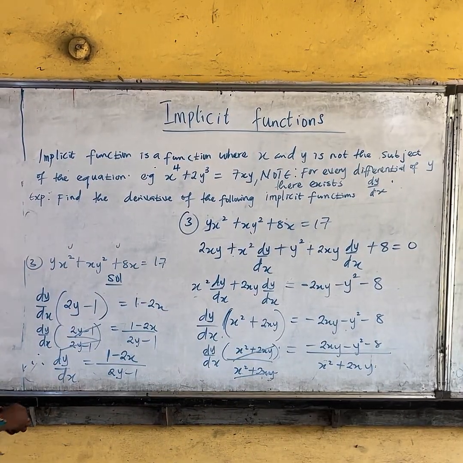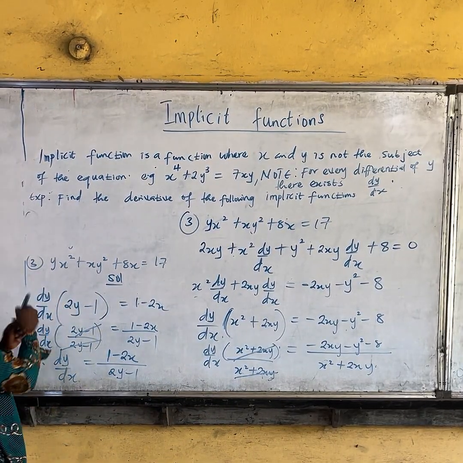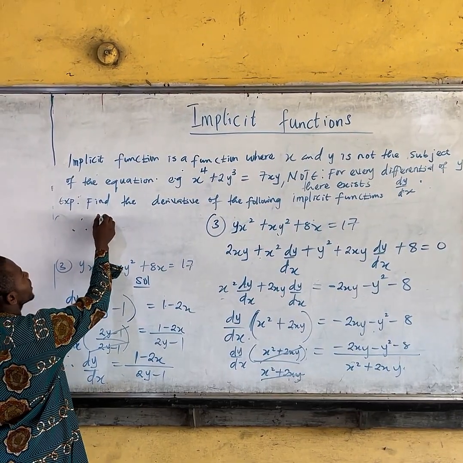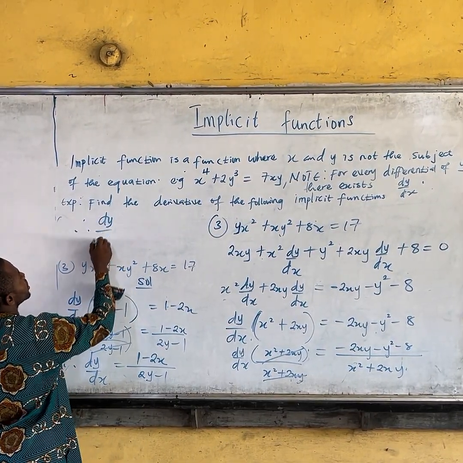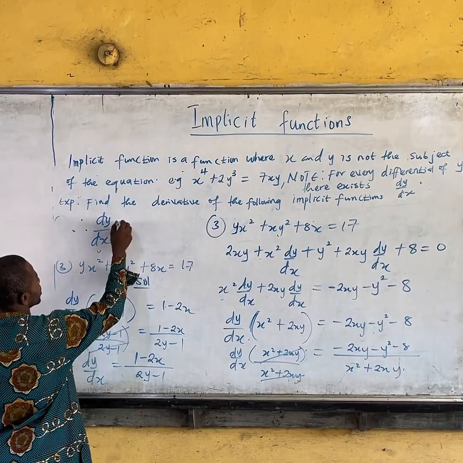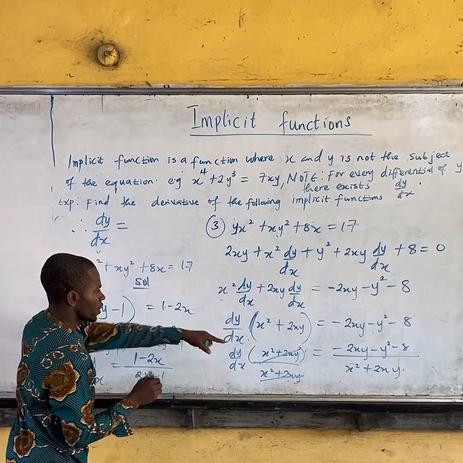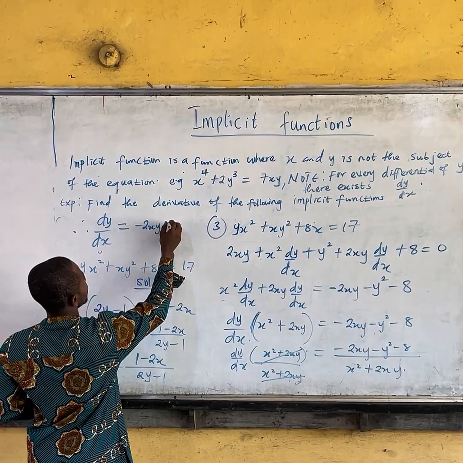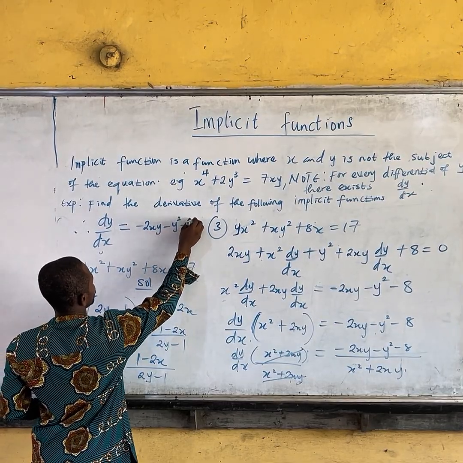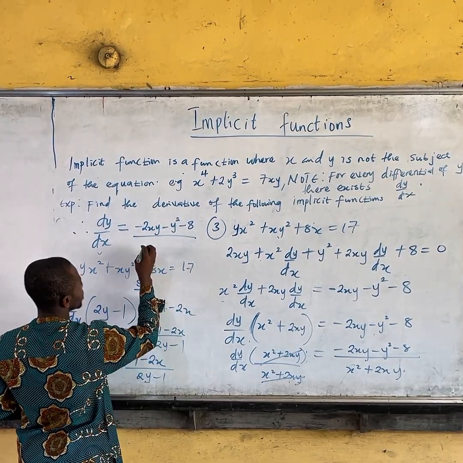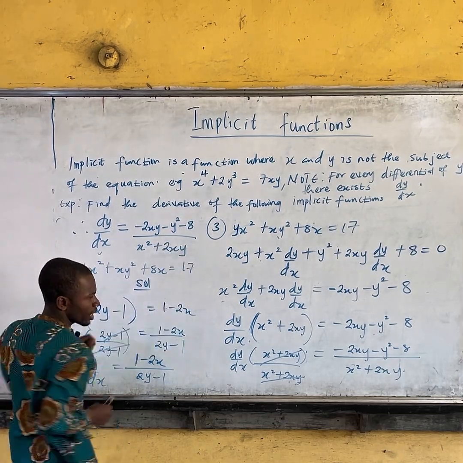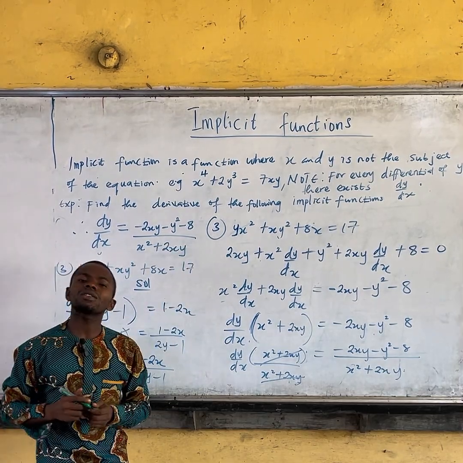Without wasting our time, our final answer is here. Therefore, you can write it here. Our final answer will now be dy over dx is equal to minus 2xy minus y squared minus 8 over x squared plus 2xy. As simple as that. Thank you very much for watching.